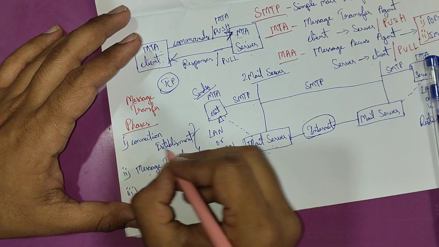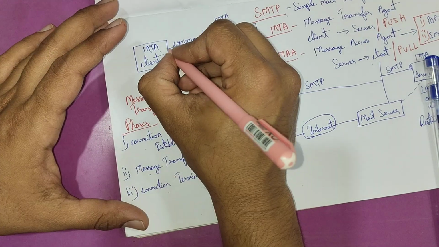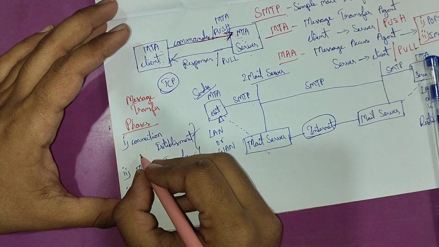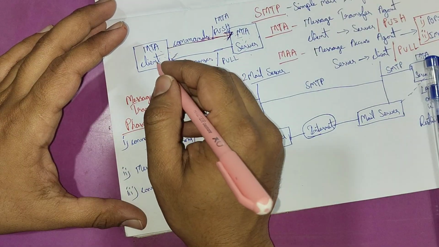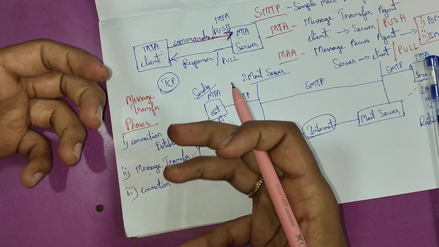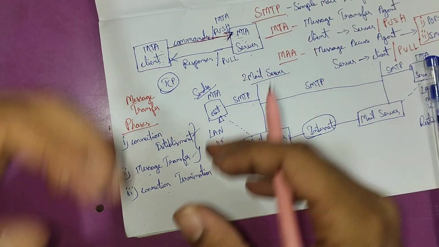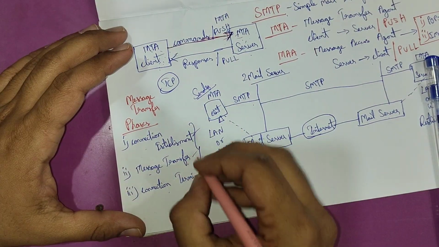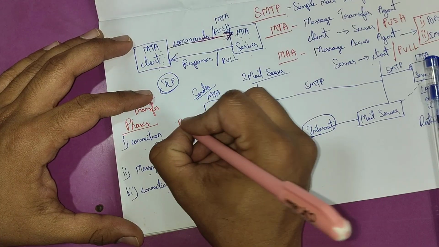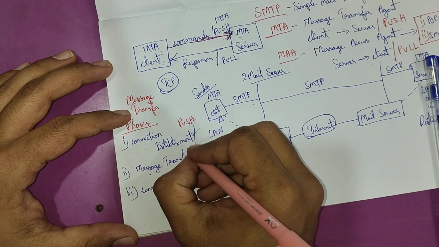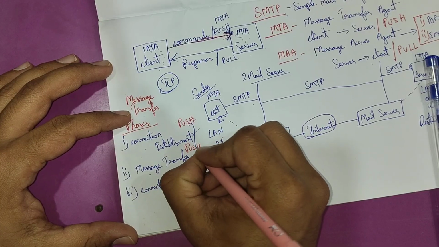What you are doing in connection establishment and message transfer: the client MTA is sending the messages, right? If you take connection establishment also, the client is making a request. He is saying, I want to send some data for you, I want to send to a particular destination. So what is happening here? Here you have a push operation. And coming to the message transfer also, you have a push operation.